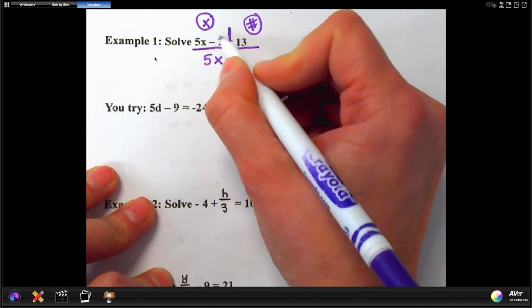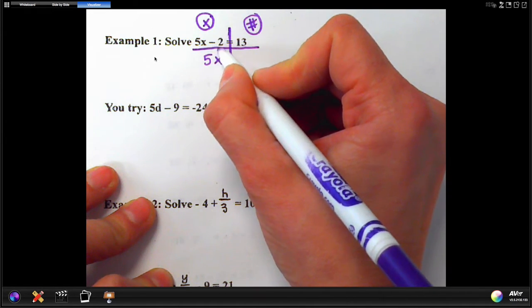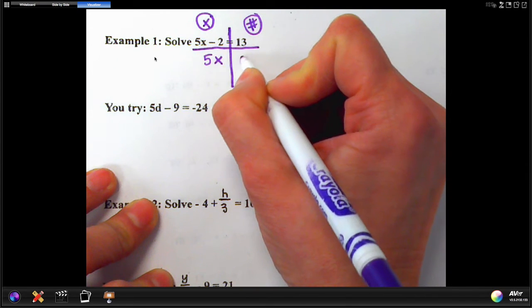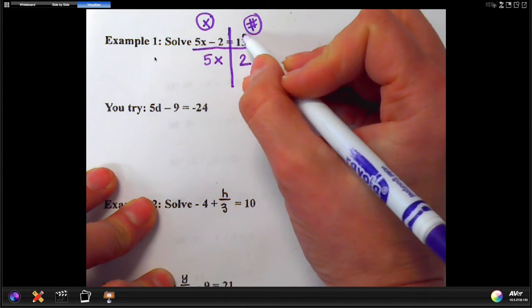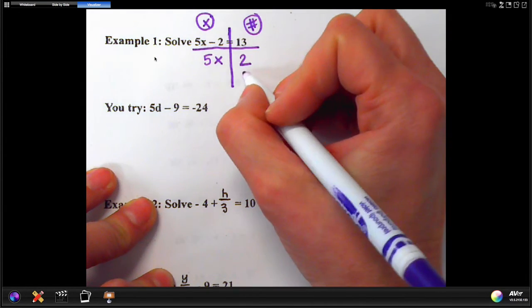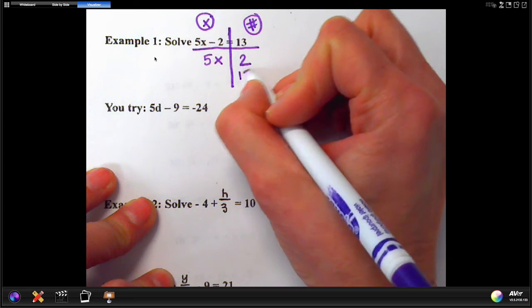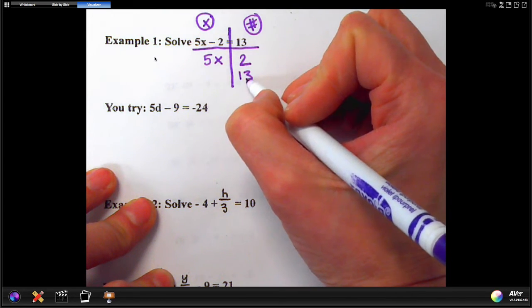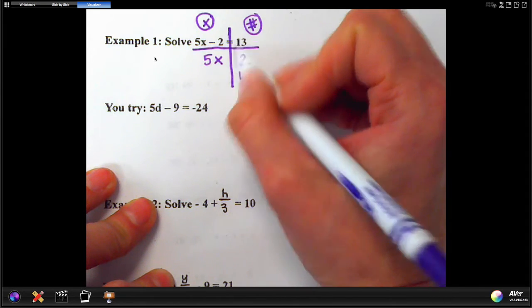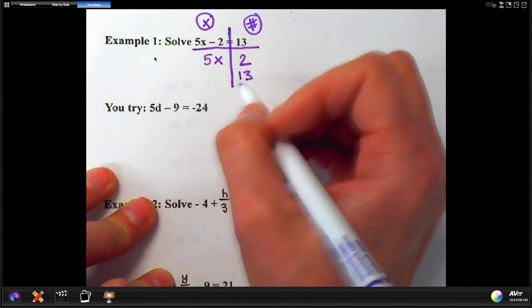But because we are going to take that minus 2 and we are going to cross the equal sign line, it now becomes a plus 2 or a positive 2. 13 is going to go in the number category as well because there's no x attached to it. It's positive, and we're going to keep it positive because, again, it did not cross this middle equal sign line.